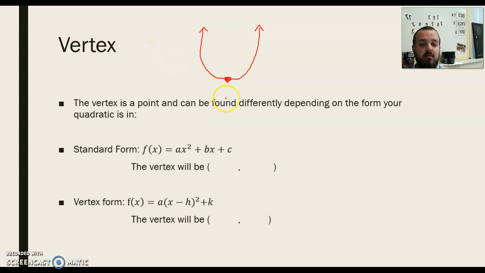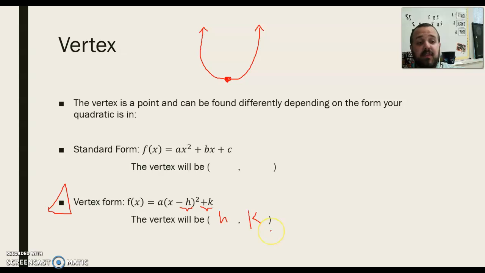And the way that we find that, we actually can find it algebraically. So either you look at the graph and just see it, or algebraically, it kind of depends on what form you're in. The easier form is actually this bottom one, the vertex form, because it tells you right here and right here what it should be. It's going to be (h, k).